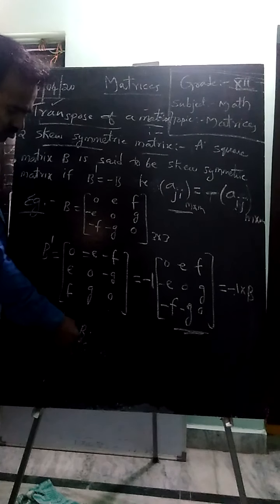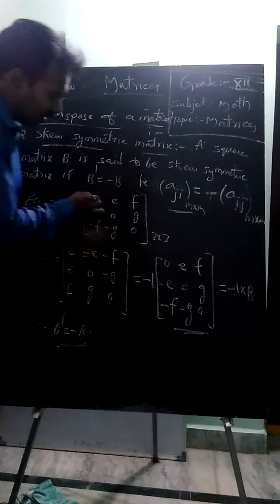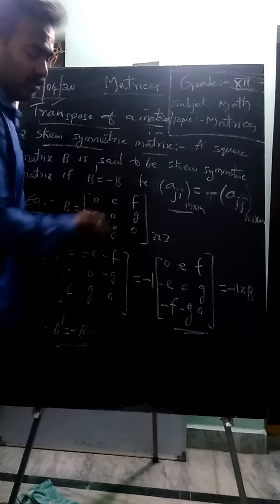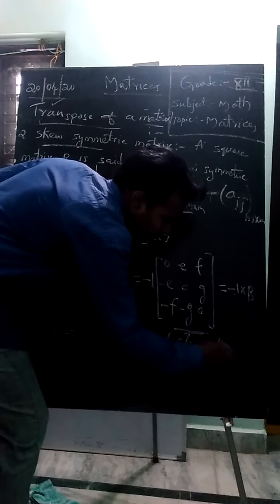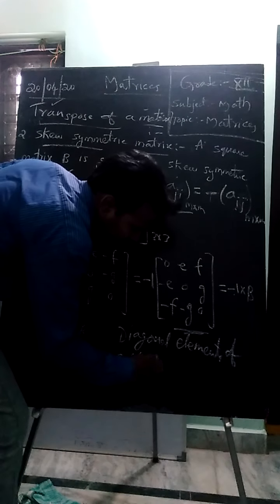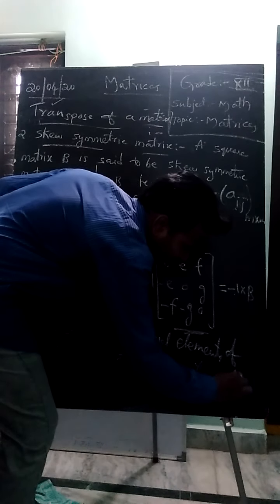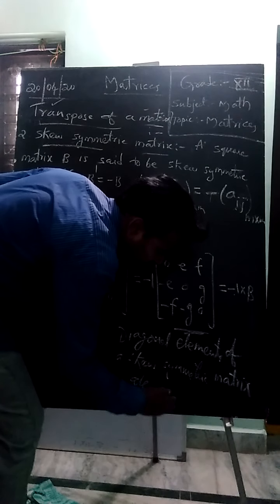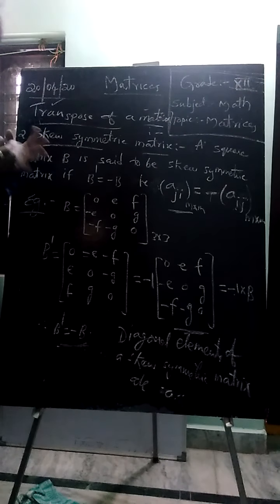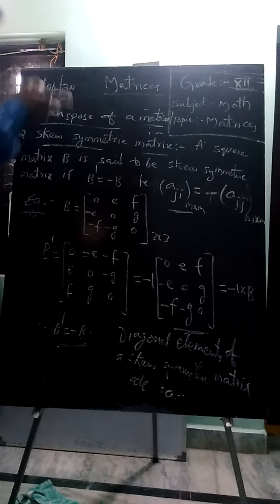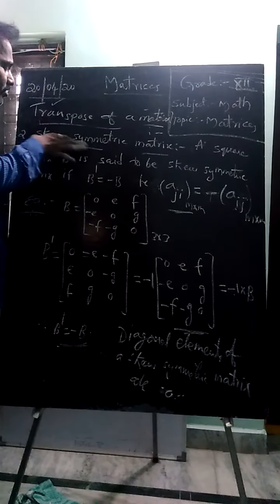So transpose of a matrix equals the negative of itself, or the additive inverse of itself, then that is called a skew symmetric matrix. You observe, students, diagonal elements of a skew symmetric matrix are always zeros. You observe? So you can frame more examples to check the skew symmetric matrix, but the only thing is, transpose of a matrix equals the negative of itself, or else the additive inverse of itself, then that is called a skew symmetric matrix.